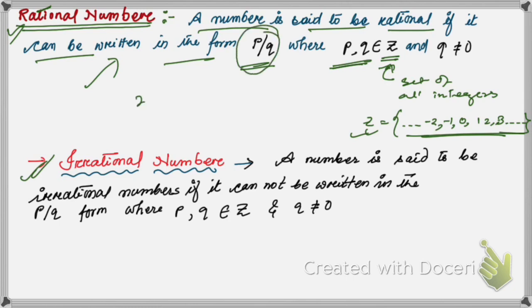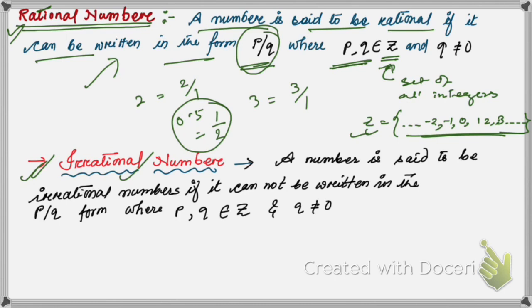Suppose you have the number 2. 2 is a rational number because 2 can be written as 2 by 1. 3 is a rational number, 3 can be written as 3 by 1. 0.5 can be written as 1 by 2. That is also rational. So hope you have understood this. Now let us discuss irrational numbers.